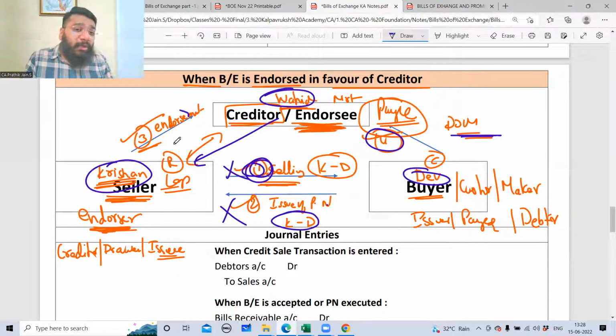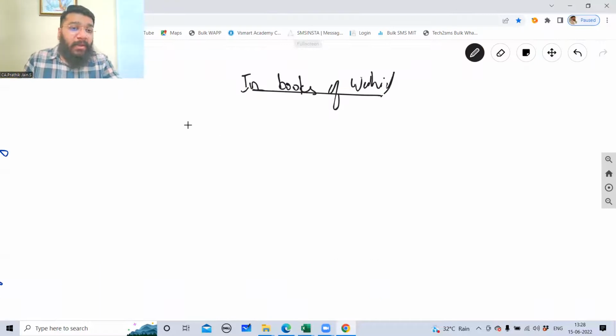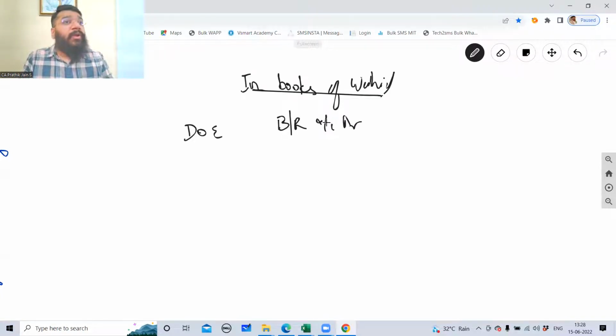But the third transaction of endorsement is happening between Wahid and Krishan. Now Wahid will record this. So here what is happening, guys? Can I say on the date of endorsement, Wahid is receiving the bill. So bill is coming in. So bills receivable account debit. For him it is an asset.